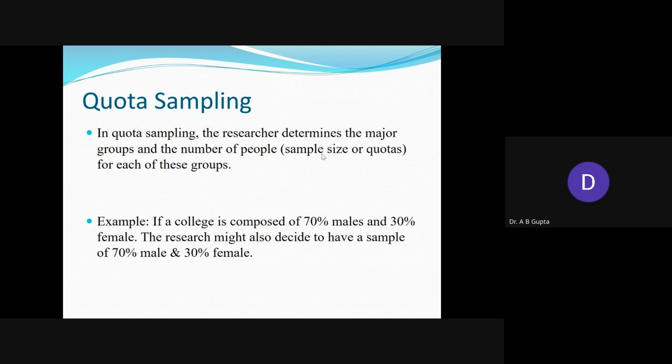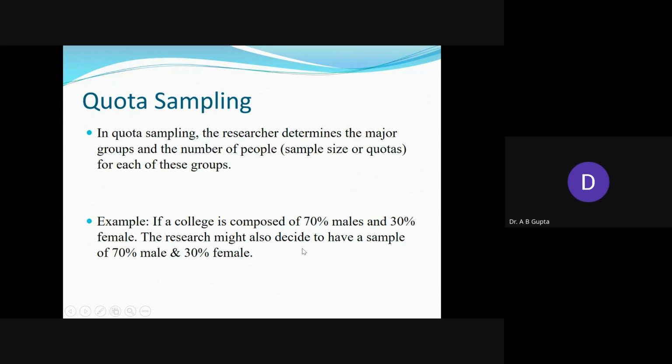Another type of sampling is quota sampling. Quota sampling, again, very, very important. In quota sampling, the researcher determines the major groups and the number of people for each group. Sometimes you have it in your mind that you will collect a sample, but you will fix the number of people you have to take from a specific category. For example, this is a very interesting example.